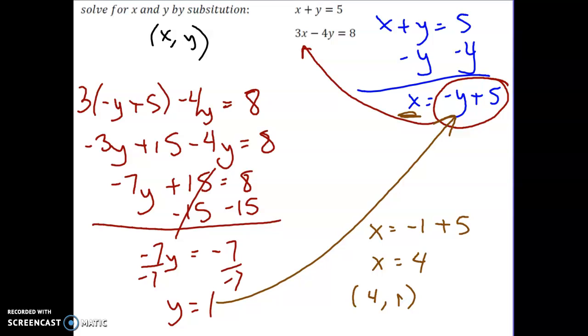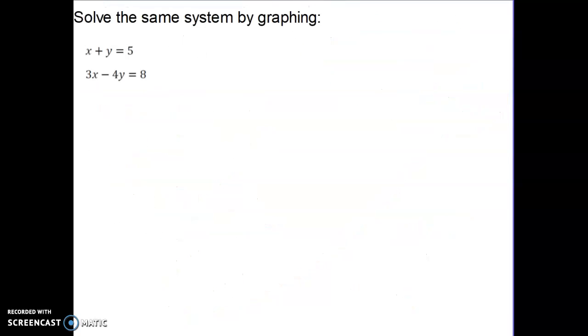Okay, now there's a couple of different ways we can check this. Remember, we can choose to substitute both of these in both of our equations. If you choose to check algebraically, it's very important that you check in both equations. We could also check this by graphing.